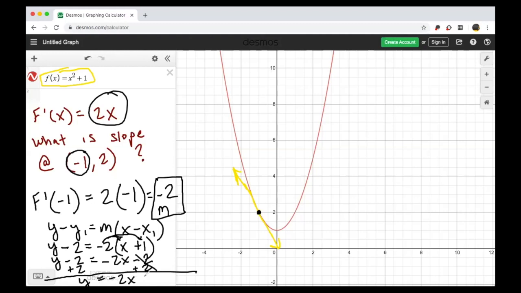Now, let's see what happens if we graph that, if we add it into Desmos. So let's try it. Let's queue up a second graph here and put in y equals negative 2x, and bam, there you go. It goes right through my yellow hand-drawn line. That is the tangent line at the point negative 1 comma 2. So there you have it. This is calculus. You're doing differentiation, finding the derivative.